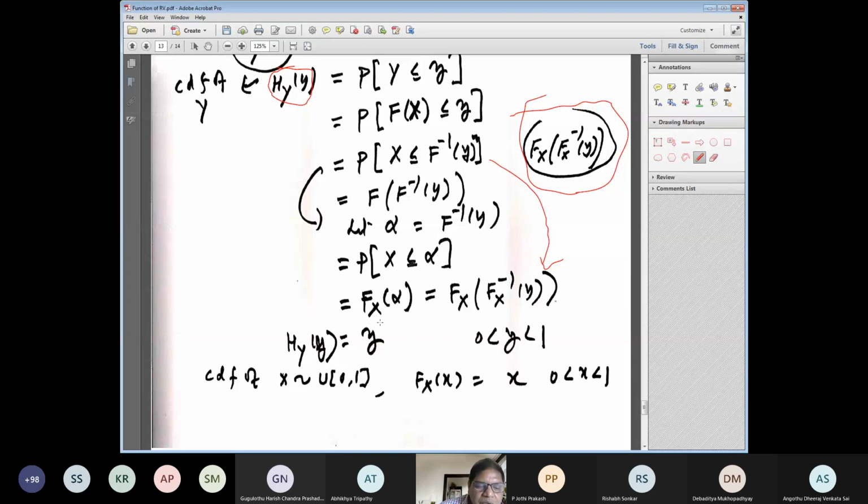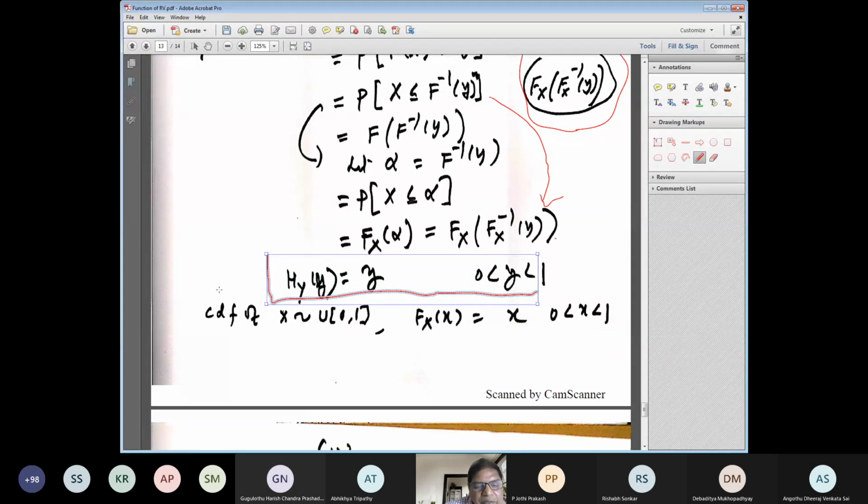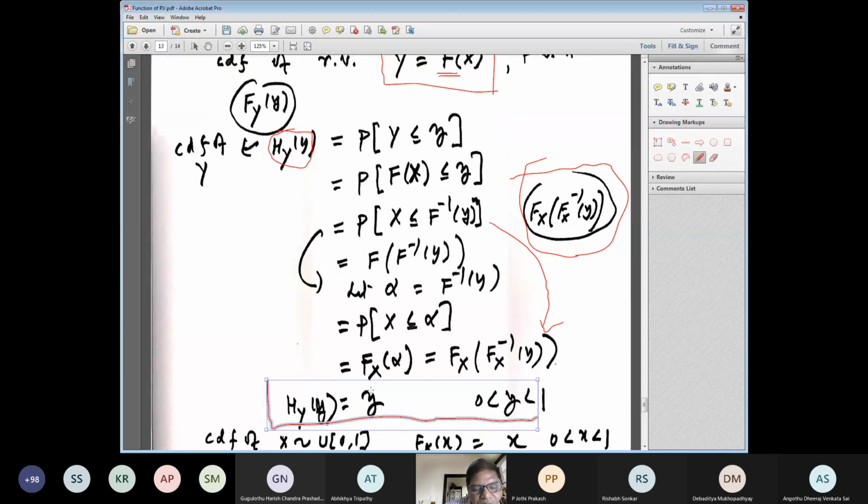Okay. So the CDF of y is y, and y varies from 0 to 1. Now, if you remember, we have got the result. This is the CDF of y, where y is equal to F_X. This is what we started: that we need to find out what is this CDF of y, that we have got y.